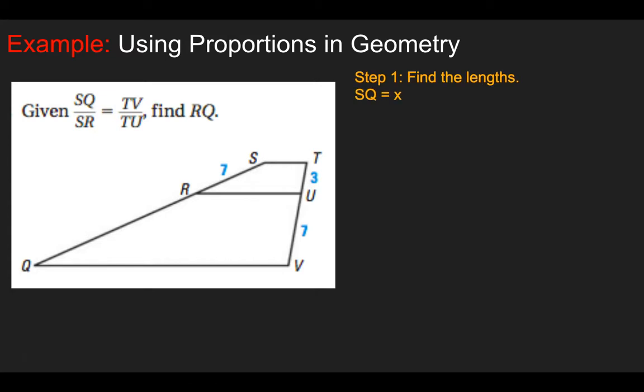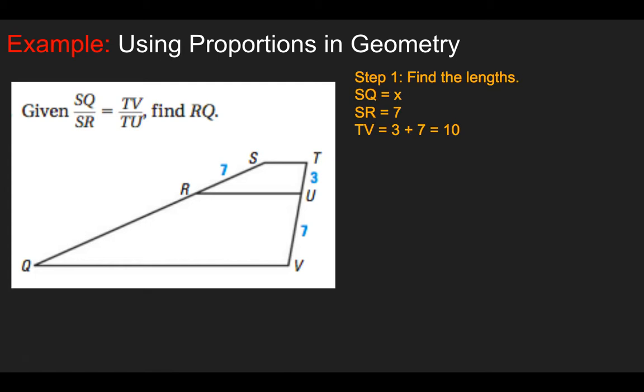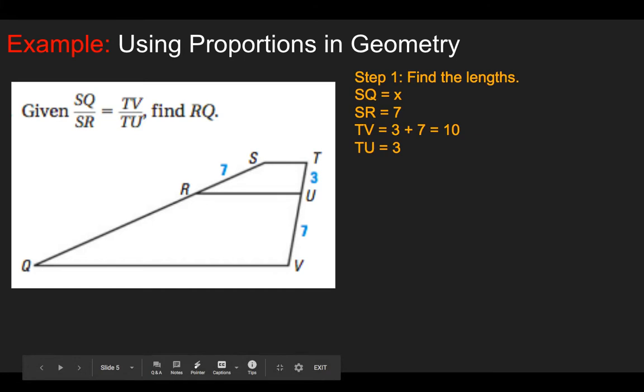SQ, we don't know that one. Let's just call it X. SR, we know that one. It's 7. TV, we know that one. If we combine 3 and 7, we get that TV is 10. TU is 3.